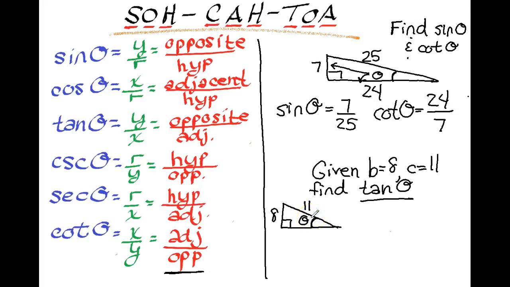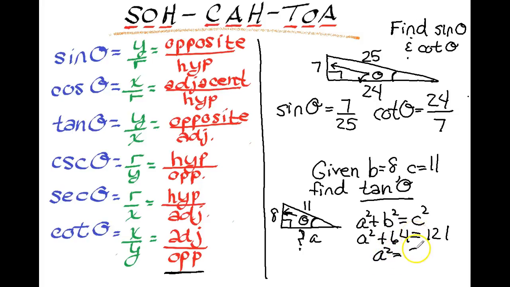So how would we find tangent? Well, we know tangent is opposite over adjacent, but we don't know what the adjacent side is. So let's go ahead and solve our triangle for the adjacent side, and I'm going to call this side A. We know a squared plus b squared equals c squared from Pythagorean's theorem. We don't know a squared, but b squared is 64, and c squared is 121. So when we subtract those, what do we get? 121 minus 64 is 57. And if we take the square root, a is going to be the square root of 57.